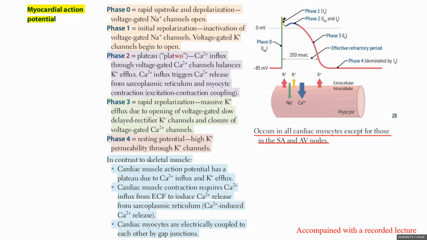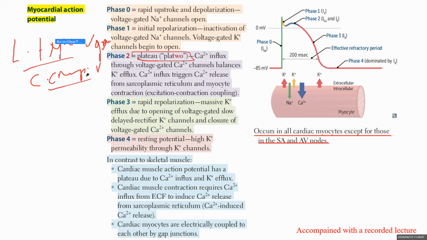Now phase 2 represents the plateau phase. What happens in the plateau phase? This is the most characteristic part of the myocardial action potential, and this phase makes the cardiac muscle action potential very different from the skeletal muscle action potential. In this phase, the long lasting L type calcium channels open up, and calcium enters the cell.